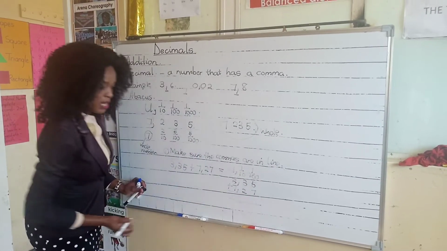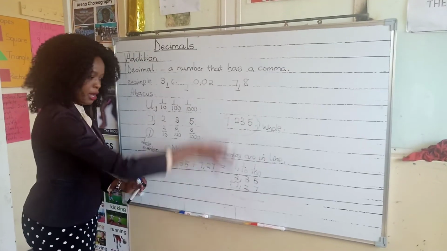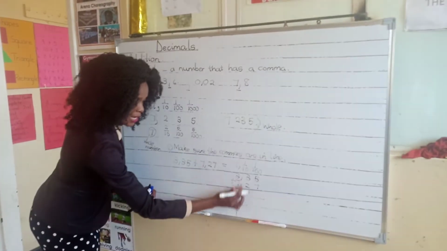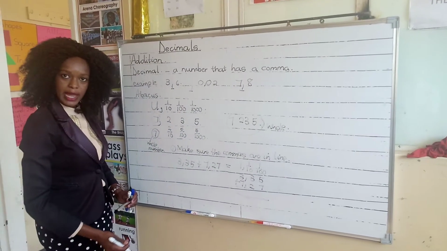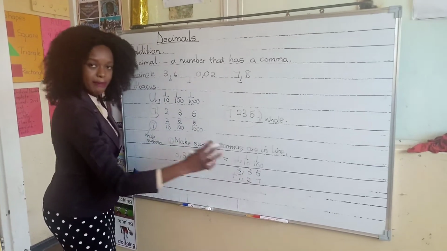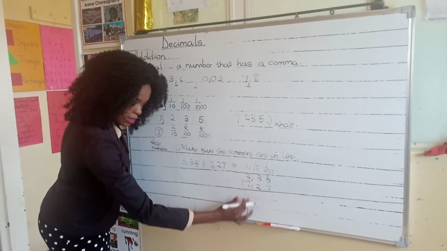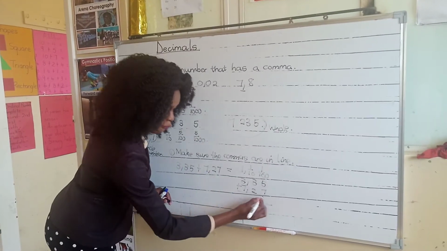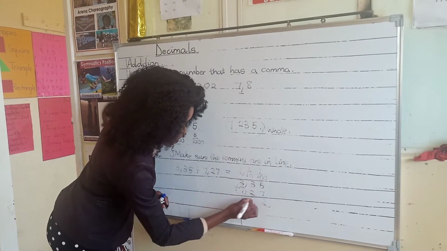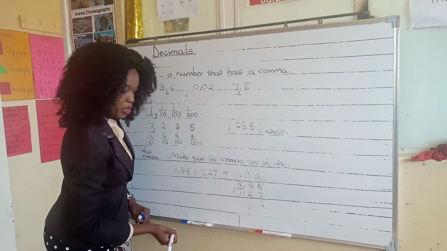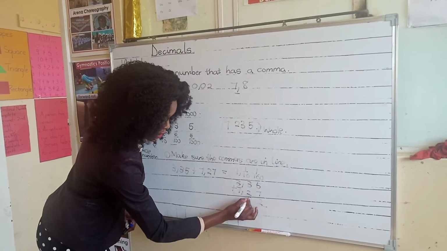I always say you must make sure your sum goes down. Bring it down so that you are able to add it. Make sure the commas are in line. Here you have 2 numbers after the comma. Your answer must have 2 numbers after the comma, and the commas must be in line. So we start adding. 5 plus 7 is 12. You put down 2, you carry 1. And then you say 3 plus 2 is 5, plus 1 is 6.